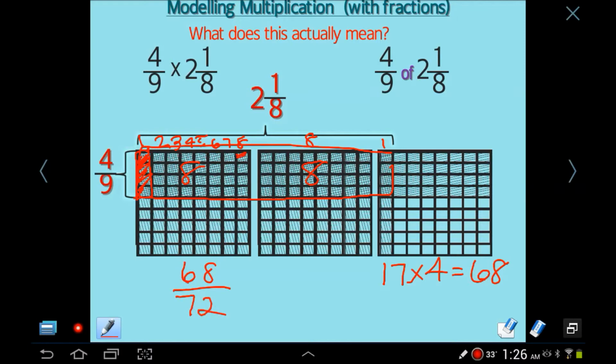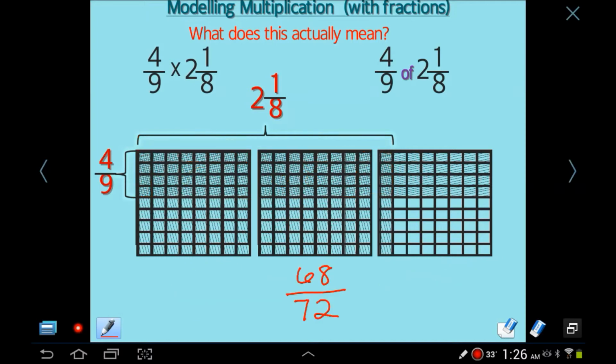68 of these. That's a 72nd. I know that sounds kind of weird. This is 1/72nd. This is another 72nd. How many of those are shaded in both directions? 68 of them. Let's go ahead now and reduce.